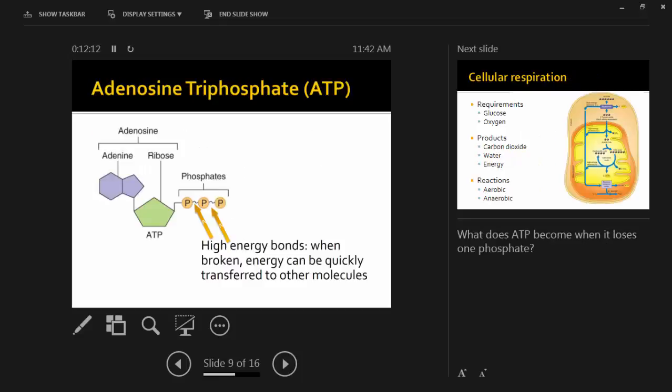And here's ATP. The important part of ATP are these phosphates at the end of it, okay? They are high energy bonds in them. When these bonds are broken, they release energy that can quickly be transferred to other molecules.